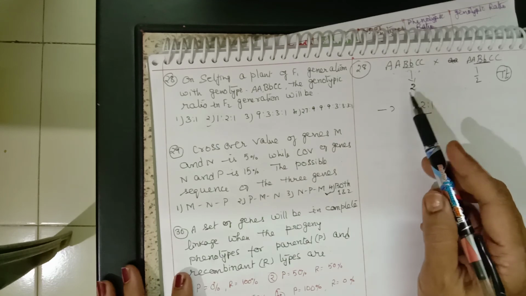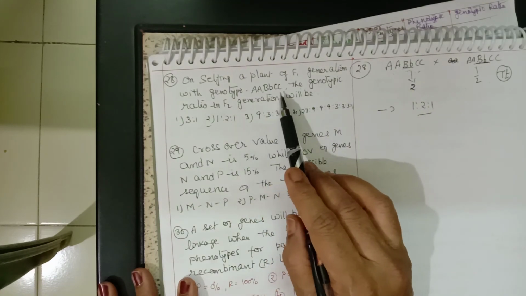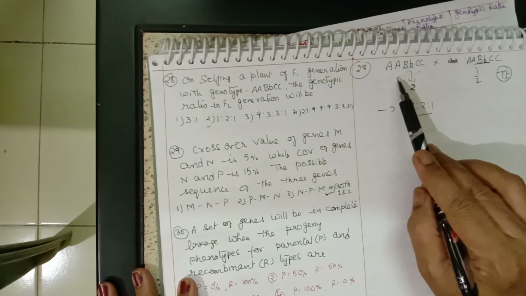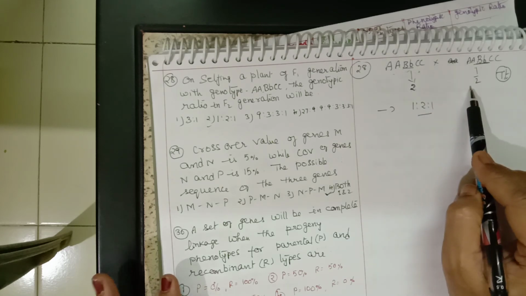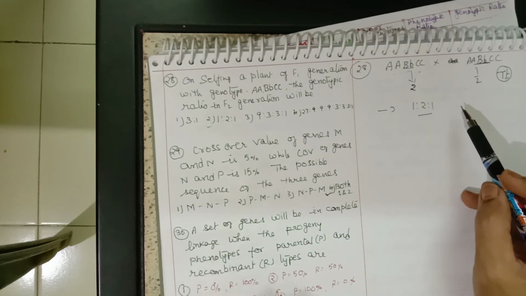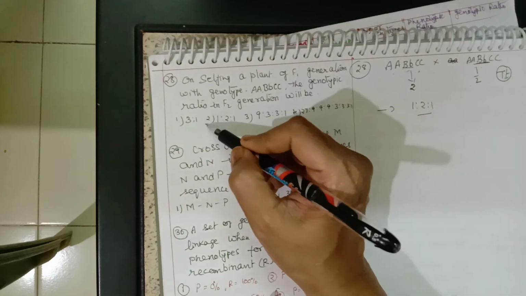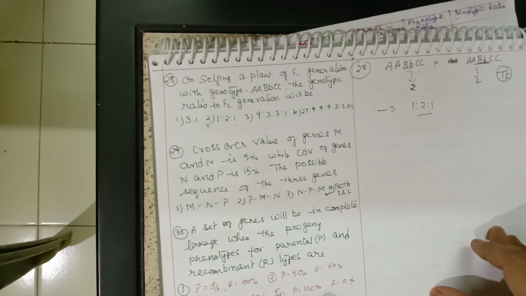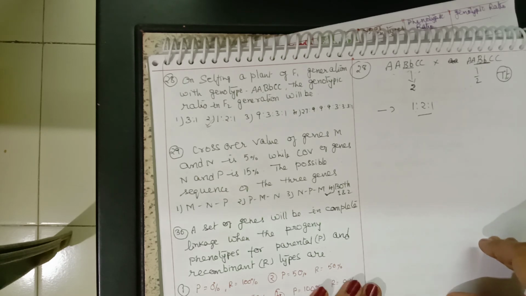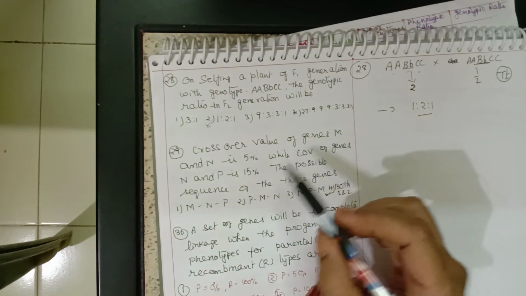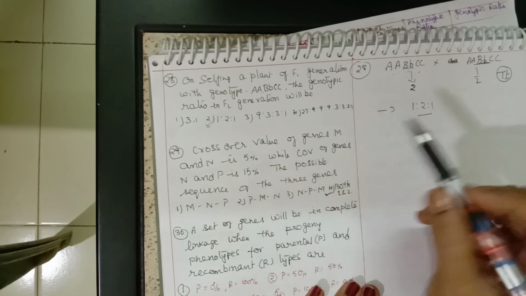since we get only two types of gametes, remember what is asked in the question: selfing of this genotype. So when this is selfed, two types of gametes are formed, so we are going to get only 1:2:1. So the correct answer will be 1:2:1.